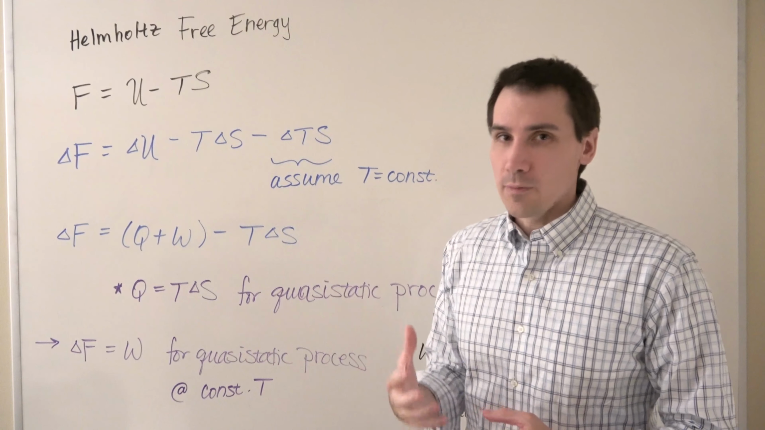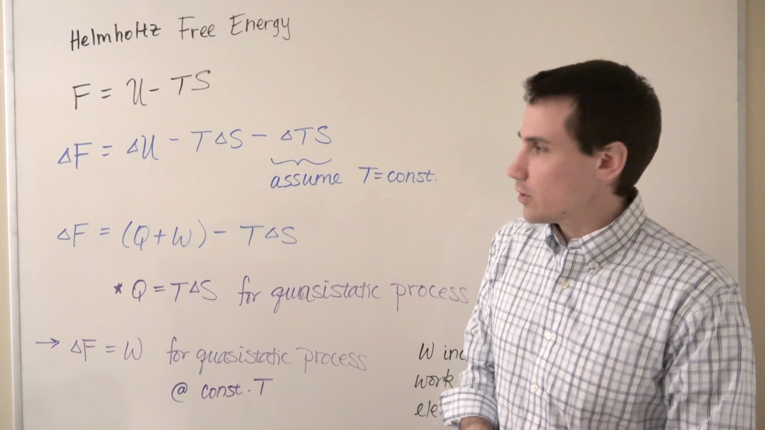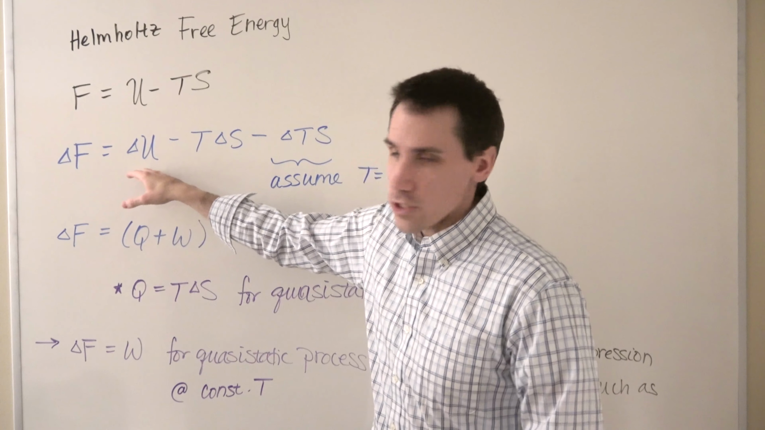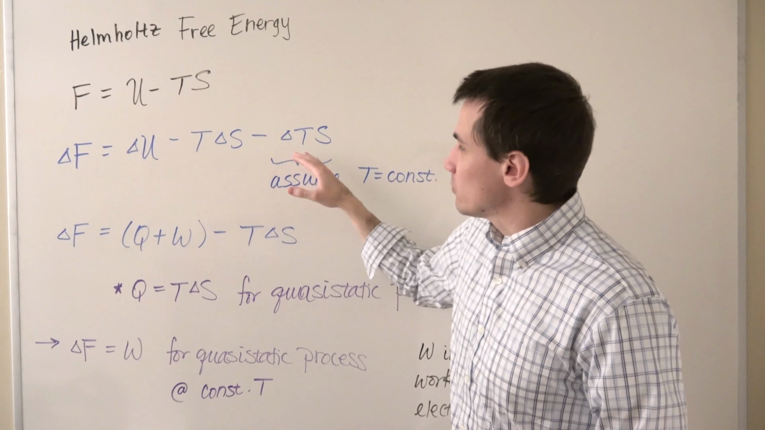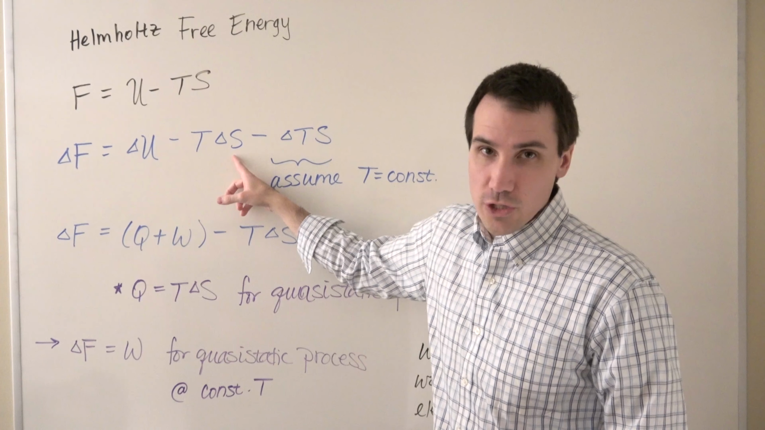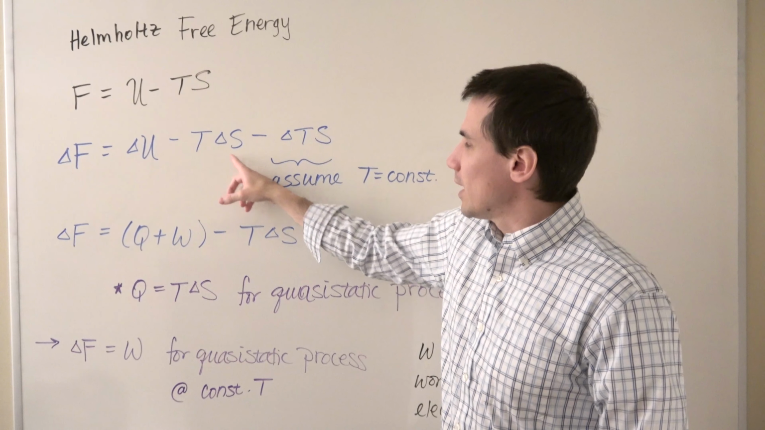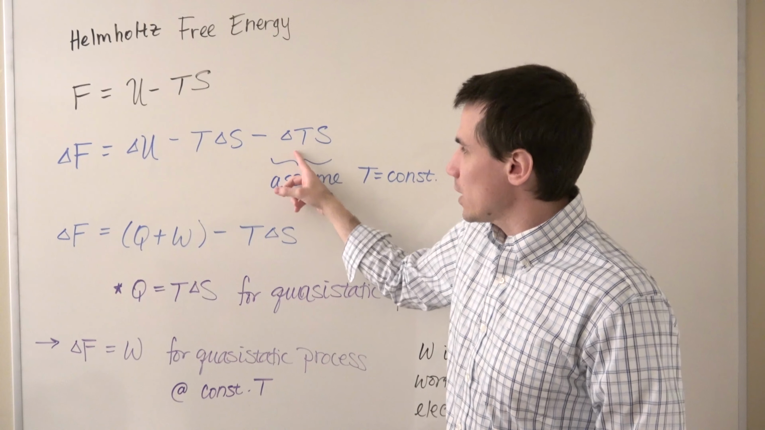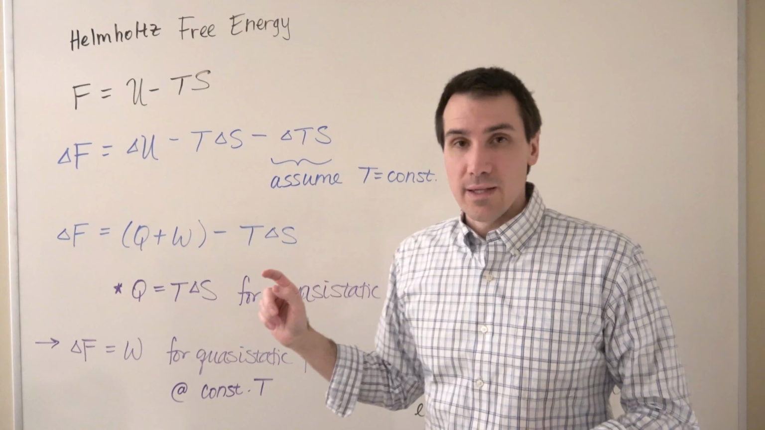So the change in the Helmholtz free energy as some process occurs looks like the change in the energy. And then here we've just used the product rule. So we have T, temperature, multiplied by the change in entropy, minus the change in the temperature multiplied by the entropy.